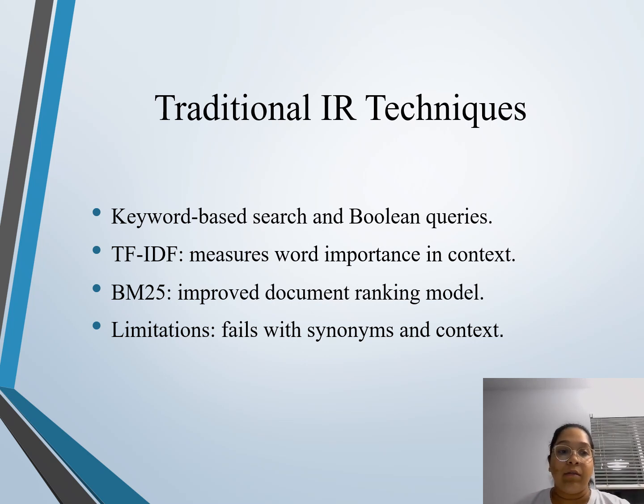And the other one is BM25, a ranking function that improves on TF-IDF by considering term saturation and document length. These methods are used in older but still effective tools like PubMed or Elasticsearch. However, traditional IR struggles with context. It treats words as isolated terms.